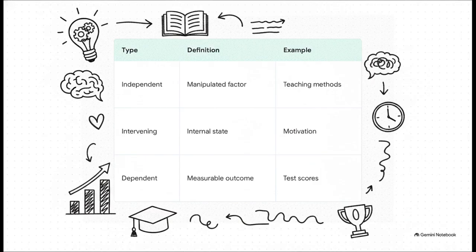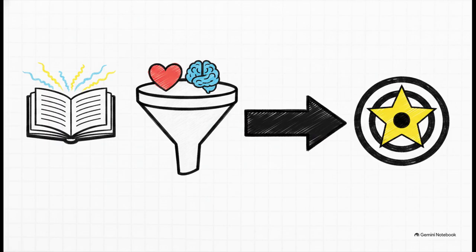First, we have independent variables. These are the manipulated factors, like the specific teaching methods being used. Then we have intervening variables. These are the internal states of the learner, like their current level of motivation, their prior experience, or their attention span. Finally, we have the dependent variables, and these are the measurable outcomes, like the final test scores or the demonstrated learning outcomes.